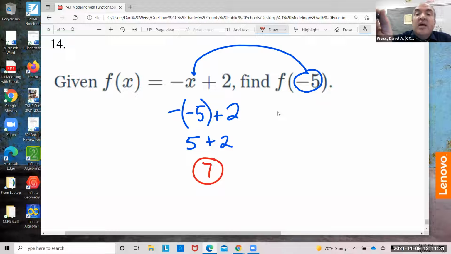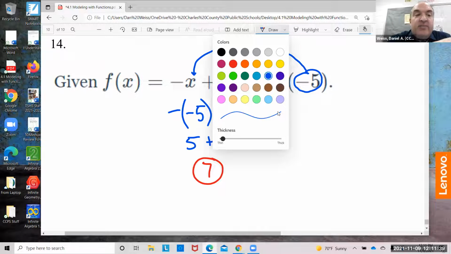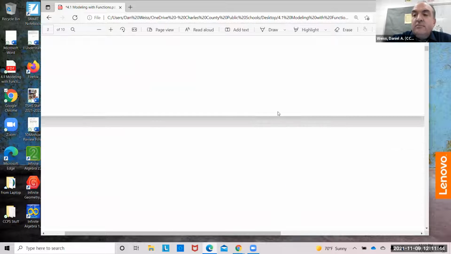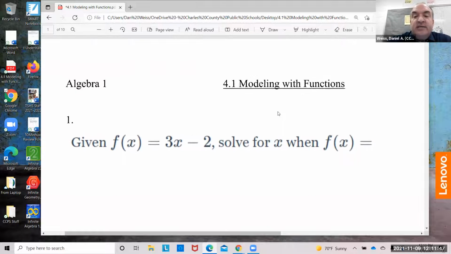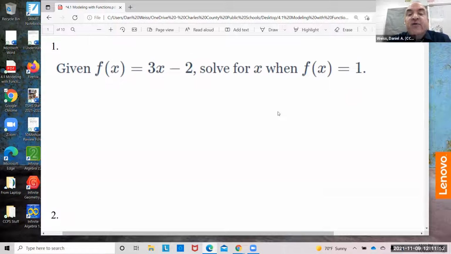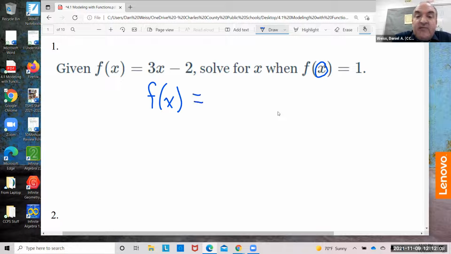There you go. Now, I need you to watch the difference between this problem and the next one. Look what this says here. Notice that this problem says solve for x when f of x equals 1. Look here. This does not say f of 1. This says f of x equals 1. Hopefully you would agree that f of x equals f of x.